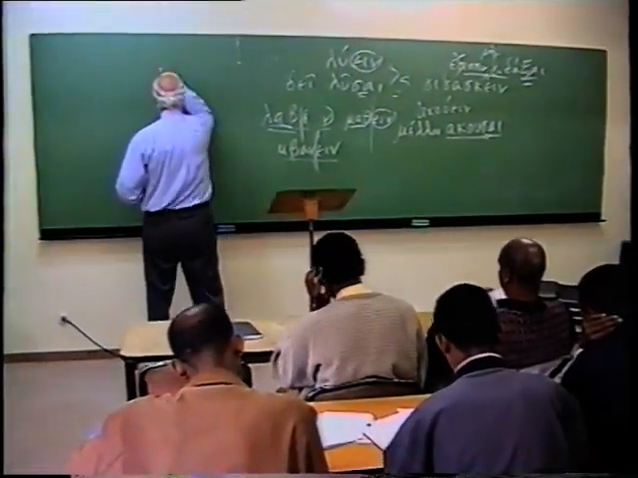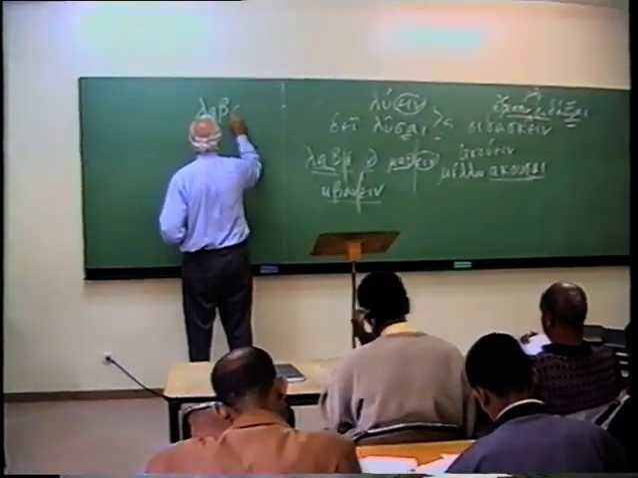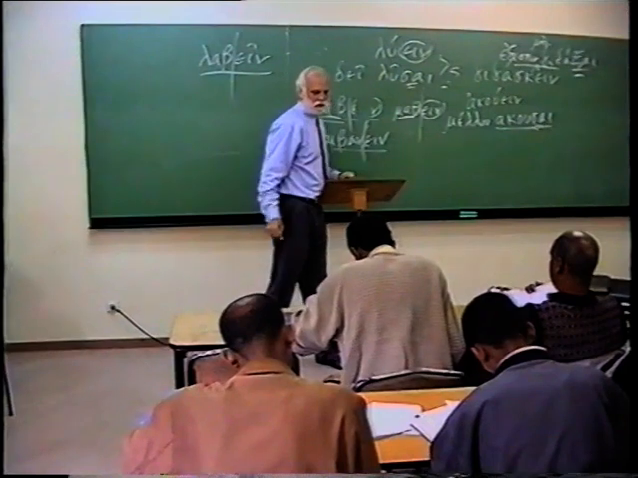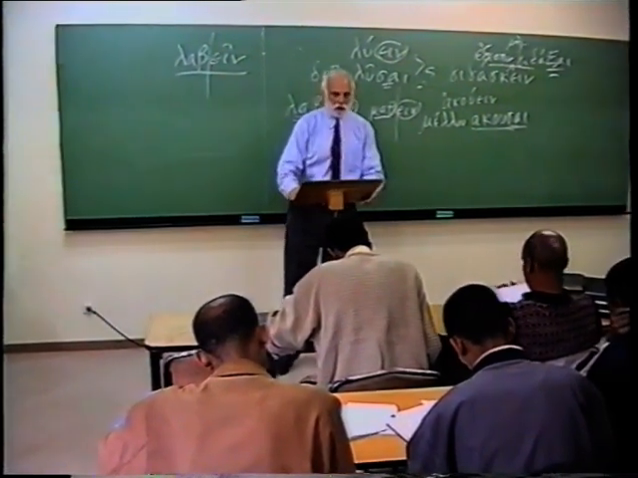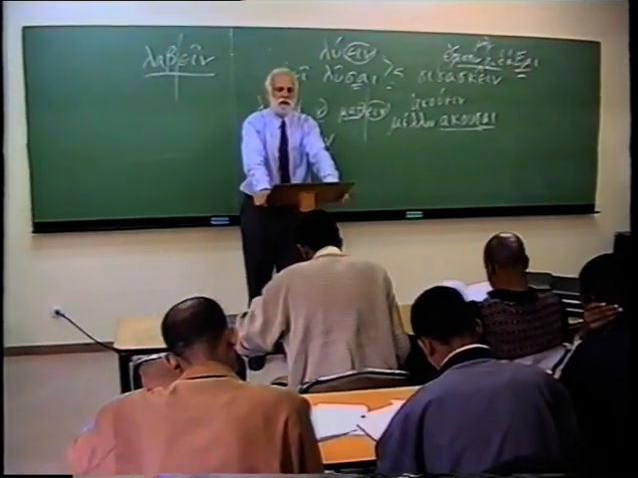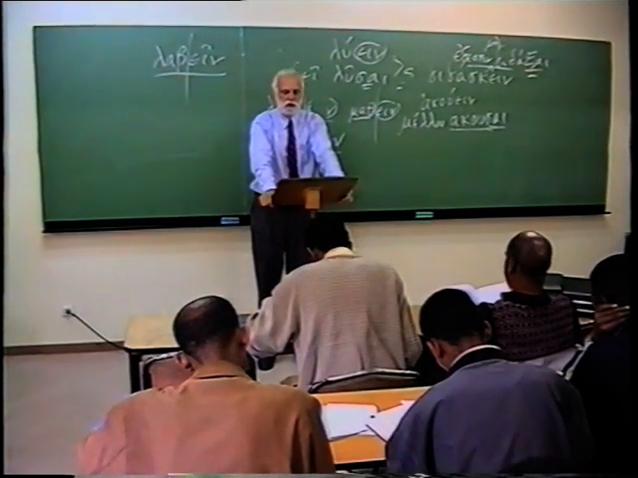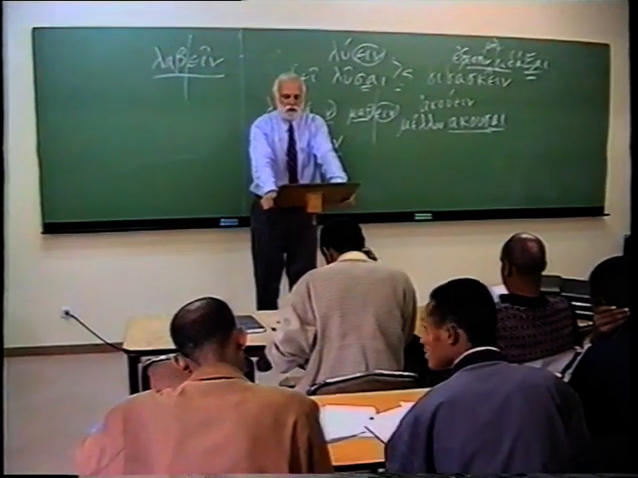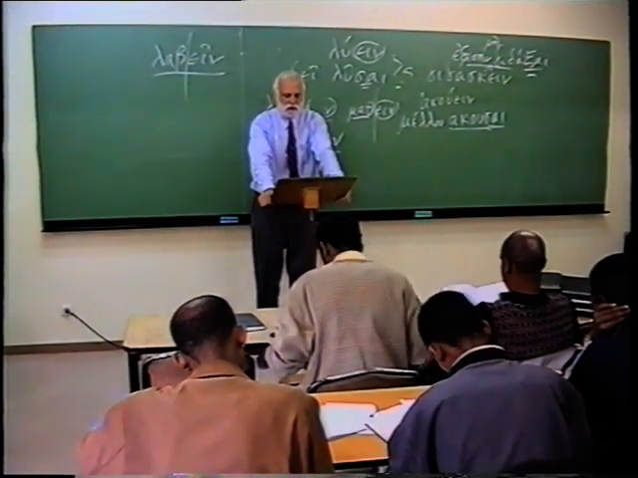The infinitive is labain. Labain is the infinitive. Take a look at number four. See if you can translate number four quietly to yourself. Who wants to translate it for me?